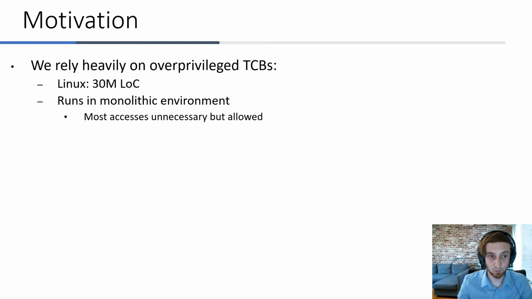Okay, so today we rely heavily on overprivileged TCBs all the time, including every major operating system. If we think about Linux, for example, Linux is 30 million lines of code in size, and it runs in a single monolithic environment where most accesses are unnecessary but allowed.